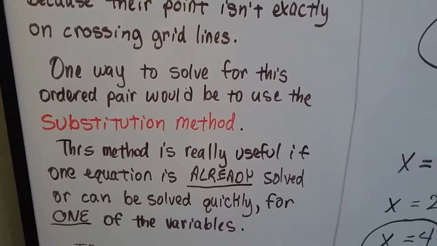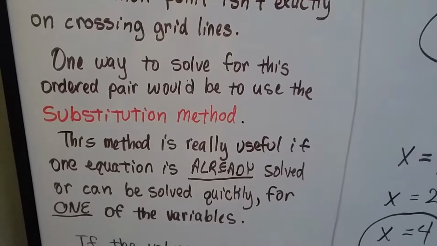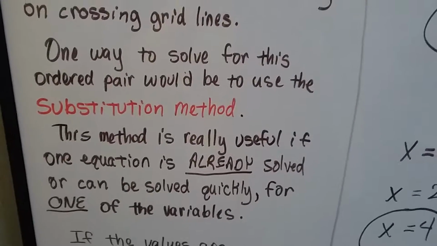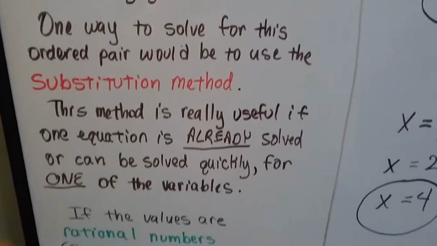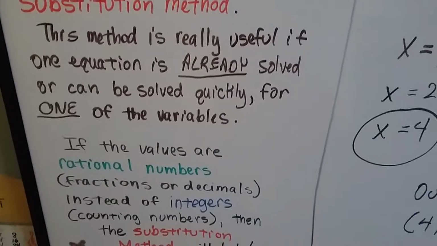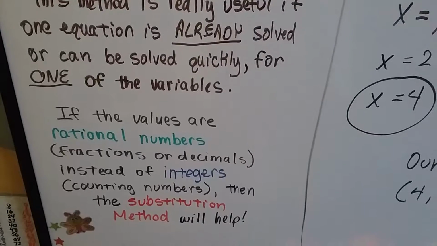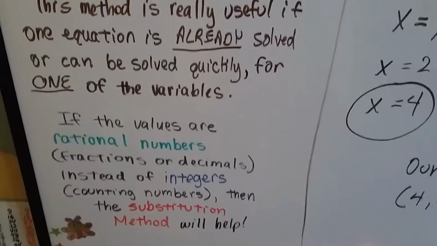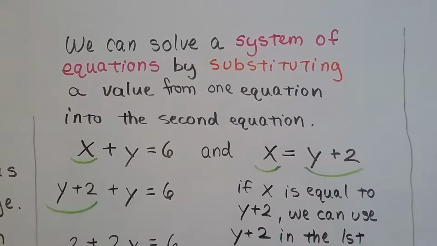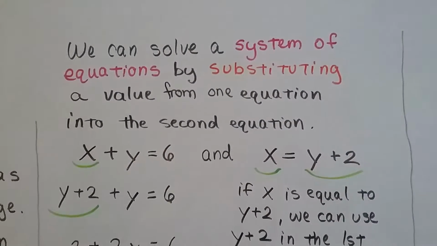This method is really useful if one equation is already solved or can be solved quickly for one of the variables. And if the values are rational numbers, fractions, or decimals instead of integers, counting numbers, then the substitution method will help. So we can solve a system of equations by substituting a value from one equation into the second equation.